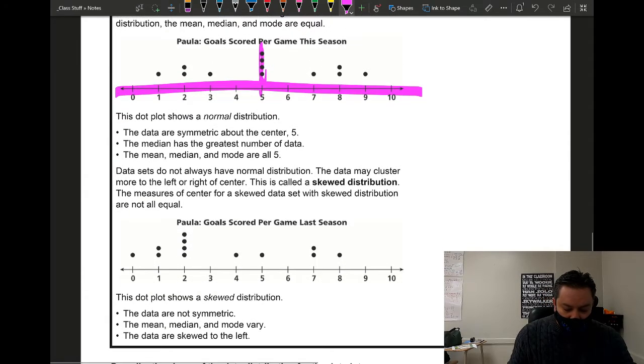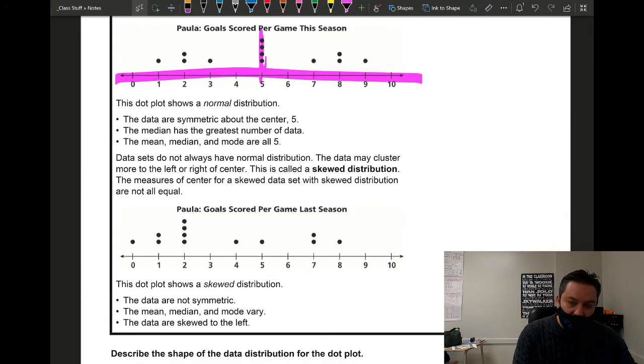Now, we had another type of dot plot, and the next one is going to be a skewed distribution. It says, data sets do not always have the normal distribution. The data may cluster more to the left or to the right of the center. And this is called a skewed distribution. The measures of the center for skewed data are not equal. So the mean, median, and mode are going to be different.